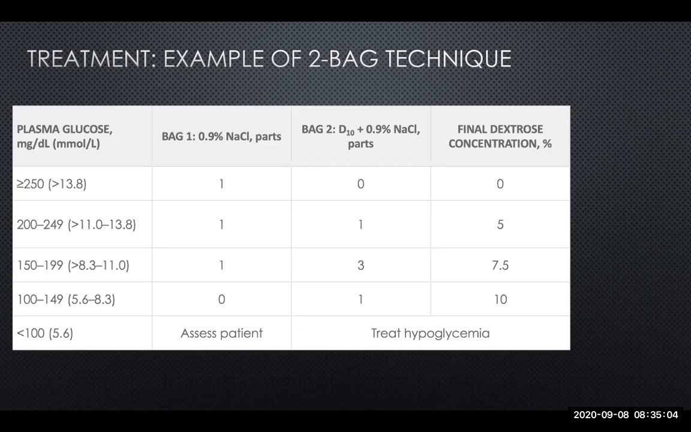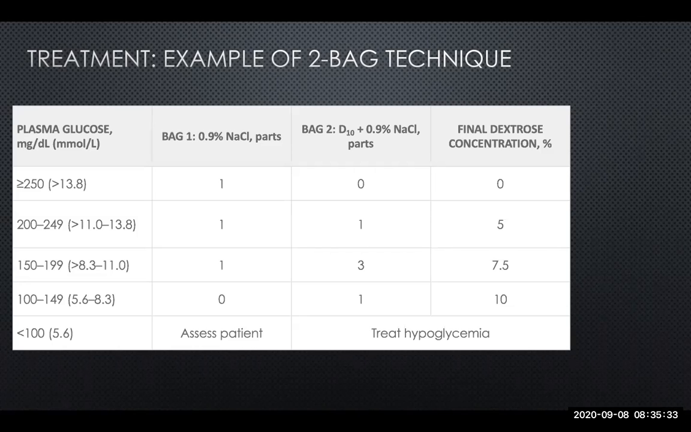If the plasma glucose of the patient is 200 to 249, we are going to give one part of each bag. We divide it in two equal parts: bag number 1 is just the 0.9% saline, and the second bag is dextrose 10% plus 0.9% saline. So we are giving a concentration of dextrose of 5% at this moment.